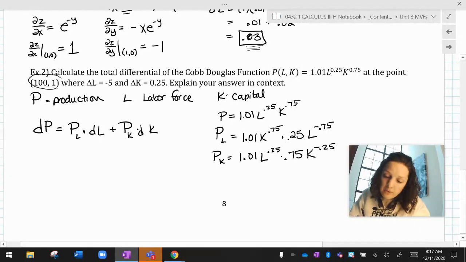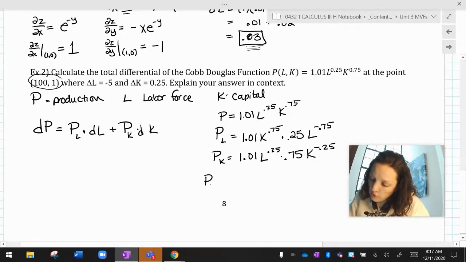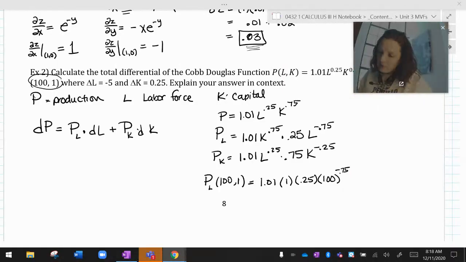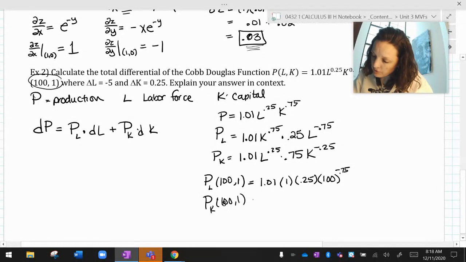I'm supposed to evaluate those at (100, 1). So P sub L at (100, 1) is going to be 1.01 times K, that's the second one, 1 to the 0.75, times 0.25 times 100 to the negative 0.75. All right, fine. And P sub K at (100, 1) is 1.01 times L to the 0.25 times 0.75 K to the negative 0.25.